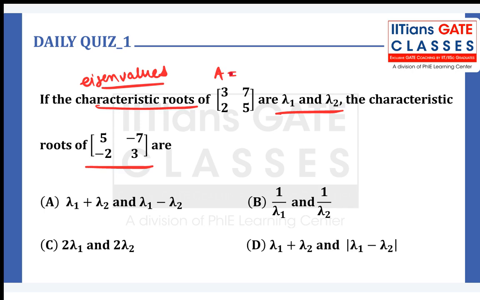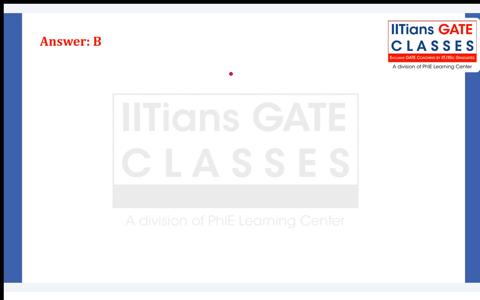But here, if you look at the options, they are only talking in terms of lambda 1 and lambda 2. So you should get some hint from this. Let's go to the next slide. This matrix A is 3, 7, 2, 5. Sometimes directly solving the question is not a good idea. You should spend some time and think about it. If you look at it, the determinant of this matrix turns out to be 15 minus 14, that is 1.